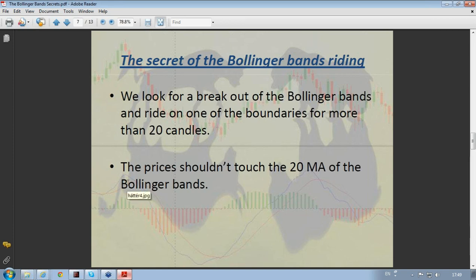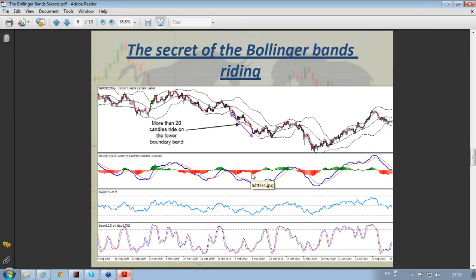All right. Back to riding. We look for a breakout of the Bollinger Band and ride on one of the boundaries for more than 20 candles. The price is not allowed, it's forbidden, to touch the 20 MA back during the ride of the boundary band. It's that simple. Let's look at the chart.